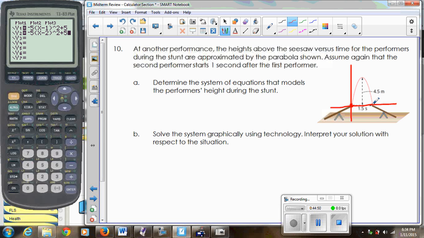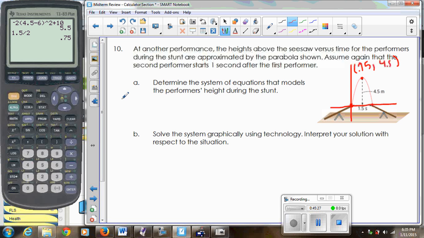Okay, so again, if I'm going to be using the vertex form, I've got to think about halfway between 0 and 1.5. So let me do this on my calculator. So basically, I'm cutting 1.5 in half, and I should get 0.75. Okay, so the vertex here is going to be 0.75, and the height obviously is going to be 4.5. And if the other performer starts a second later, then I know that the vertex for that person is going to be 1.75 and 4.5.